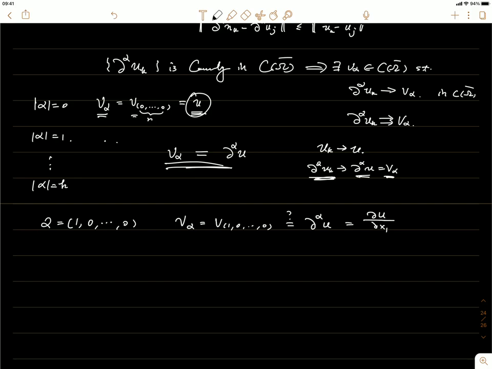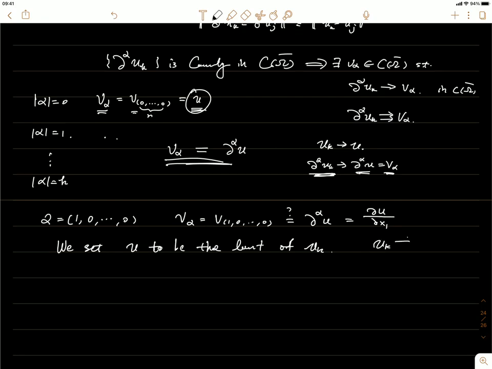What I know right now is that u is the limit of u_k. So I know that u_k converges to u uniformly. And I also know that D alpha, which is D1 right now, so this is D1 u_k, uniformly converges to V1, or V_(1,0,0). I want to show that du/dx1 is equal to V1, or equal to the limit of this bottom row right here.